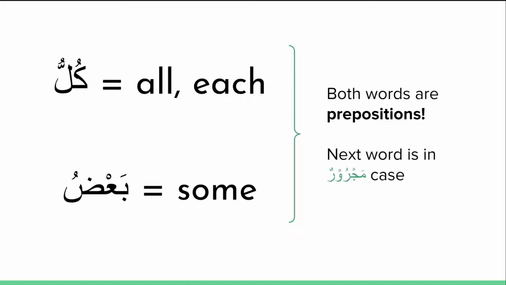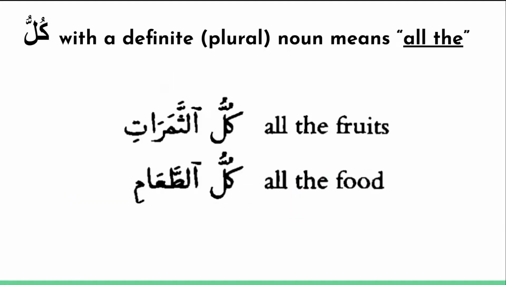Alright, so now we'll take a look at the rules individually. So we'll start with kullu. The word kullu is oftentimes followed by a definite noun. And when it is followed by a definite noun, it usually means all of the or all the. Okay, and the noun that's following it is usually plural, but it doesn't have to be.